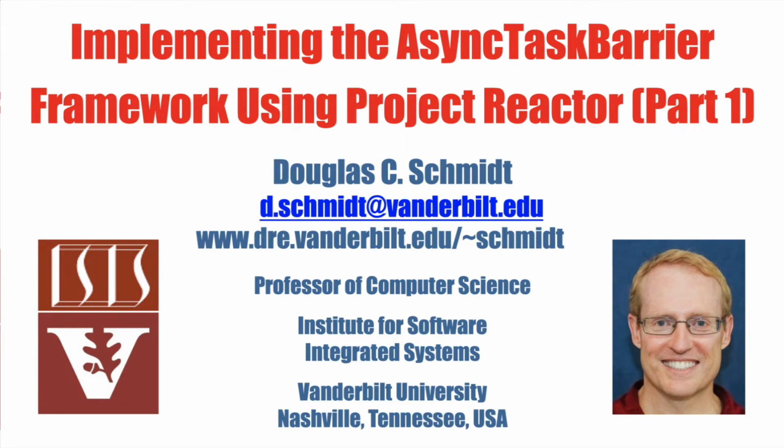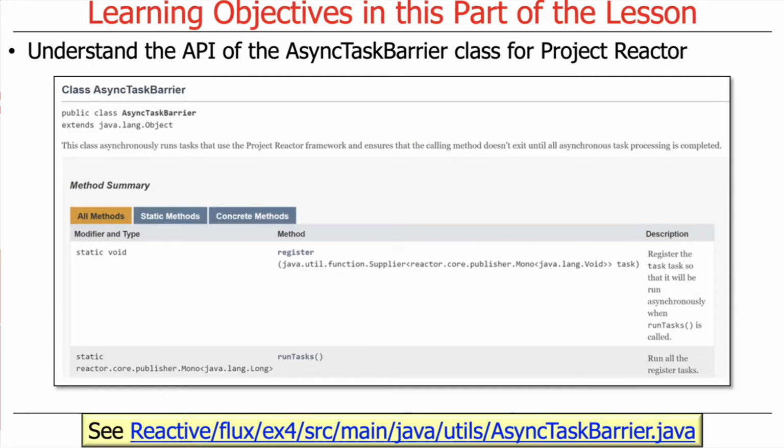Now that we've talked about many operators in the Project Reactor Flux and Mono classes, let's show how we could implement the async task barrier. I've shown you the API. We've used it over and over and over again, but I've never really walked through precisely how it works. It's really cool. And now that you know all the operators, you can finally make sense of its implementation.